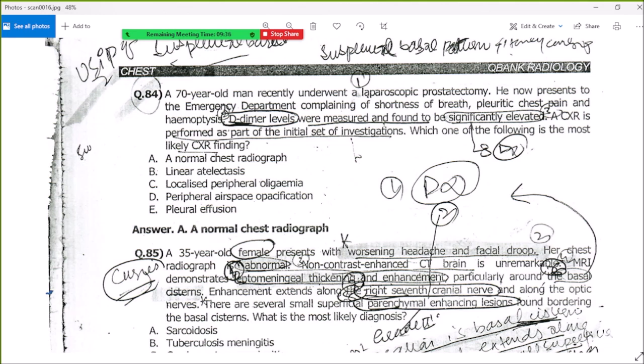Because he underwent laparoscopic prostatectomy and now presents to the emergency department complaining of shortness of breath, dry chest pain, and hemoptysis. D-dimers were measured and found to be significantly elevated. A chest X-ray is performed as part of the initial investigation, which is the most likely chest X-ray finding, not just X-ray.